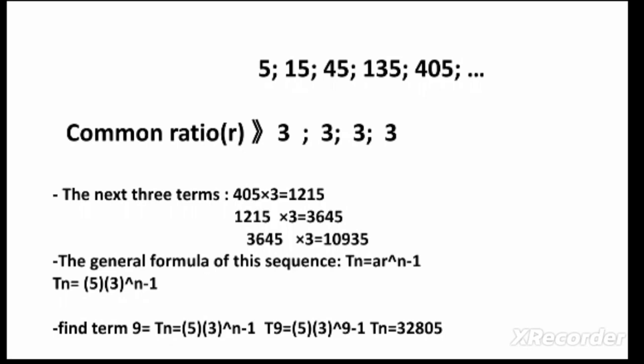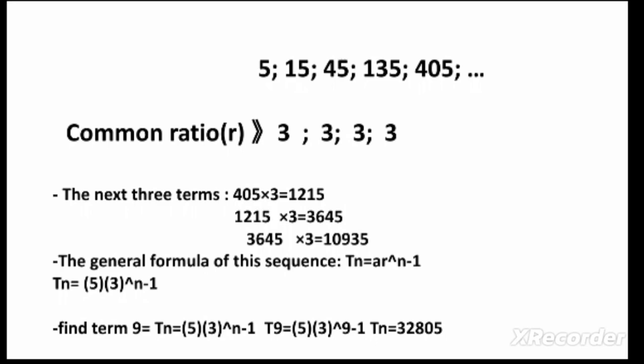1215 multiplied by 3, you get 3645. That is the next term. And then you're going to take 3645, you multiply by 3, and then you get 10,935. That is the third term. So those are the next 3 terms.